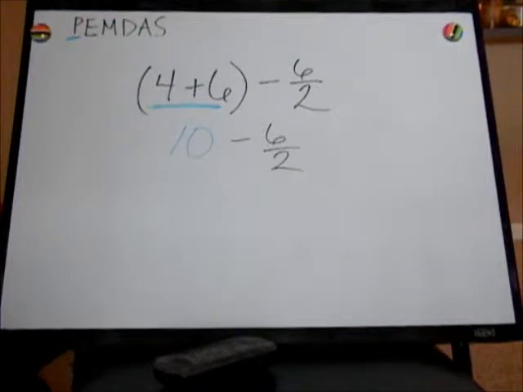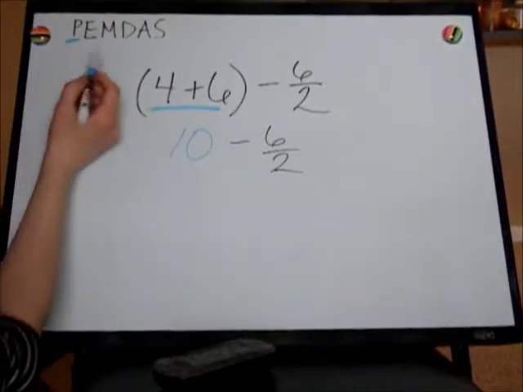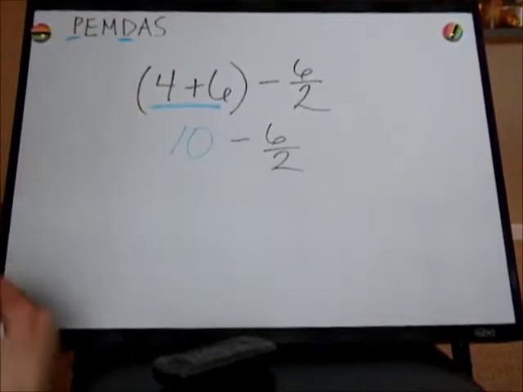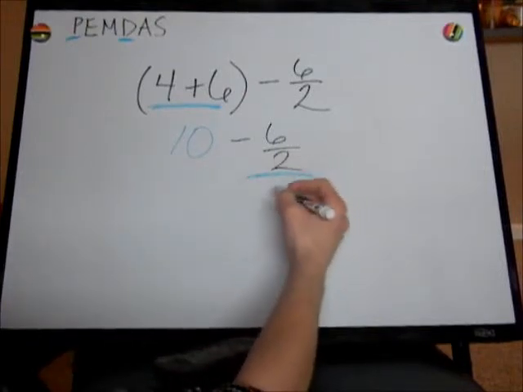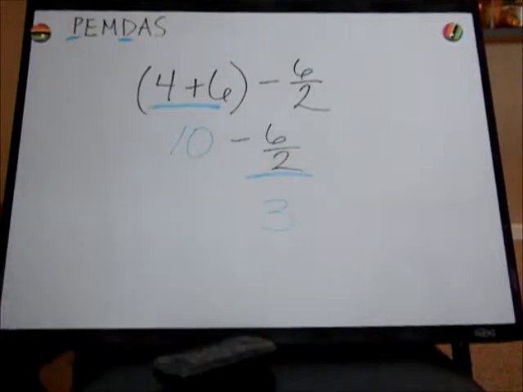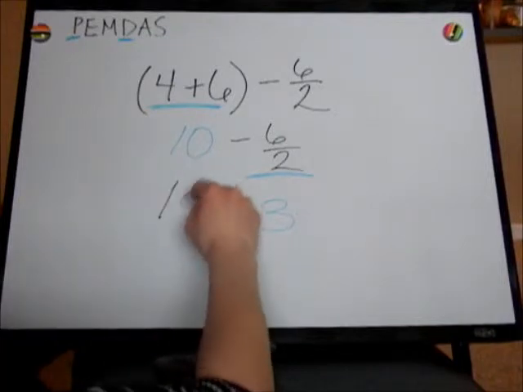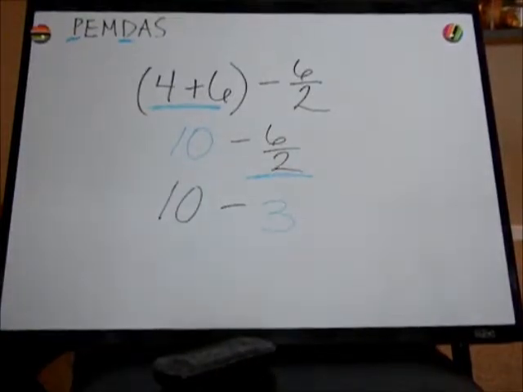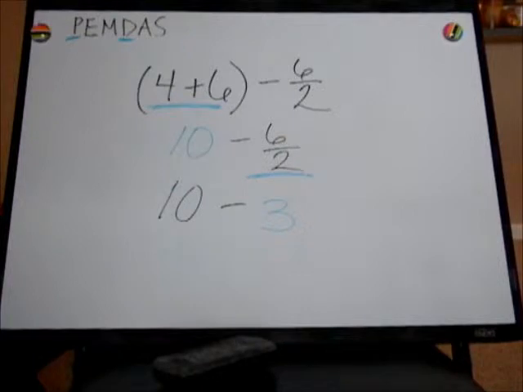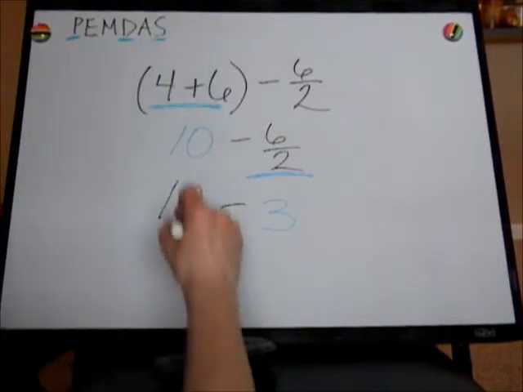And then we find that there's division. So we do 6 divided by 2 next, which equals 3. And then bring down the 10 minus. And then lastly, it's subtraction again, so 10 minus 3 is 7.